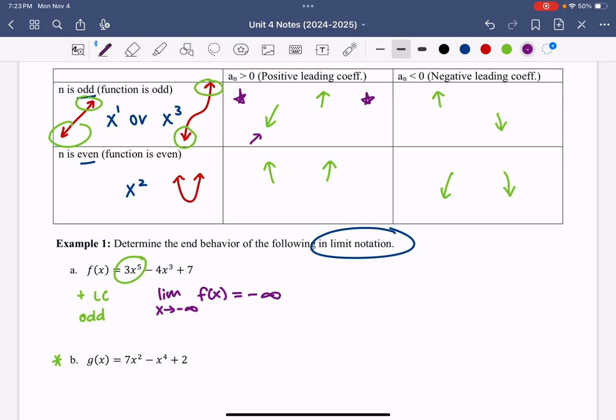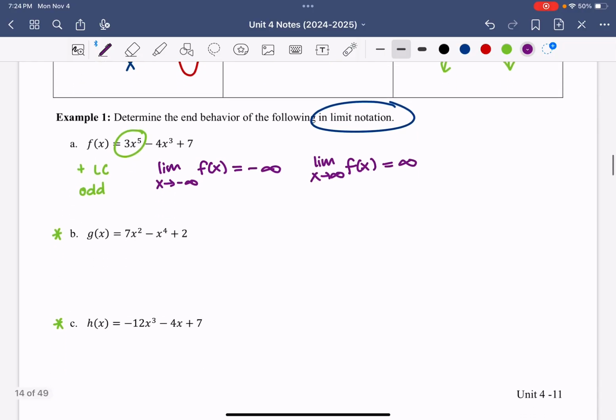We're pointing down. Okay, then on the other side, we're going to look at the right side, the limit as x approaches positive infinity of the function f of x, and that points up, so it goes to positive infinity. So hopefully that limit notation looks familiar to you. I'll have you go ahead and try B and C, pause the video, and then when you're ready, unpause, and we'll just double check what you have before we move on.